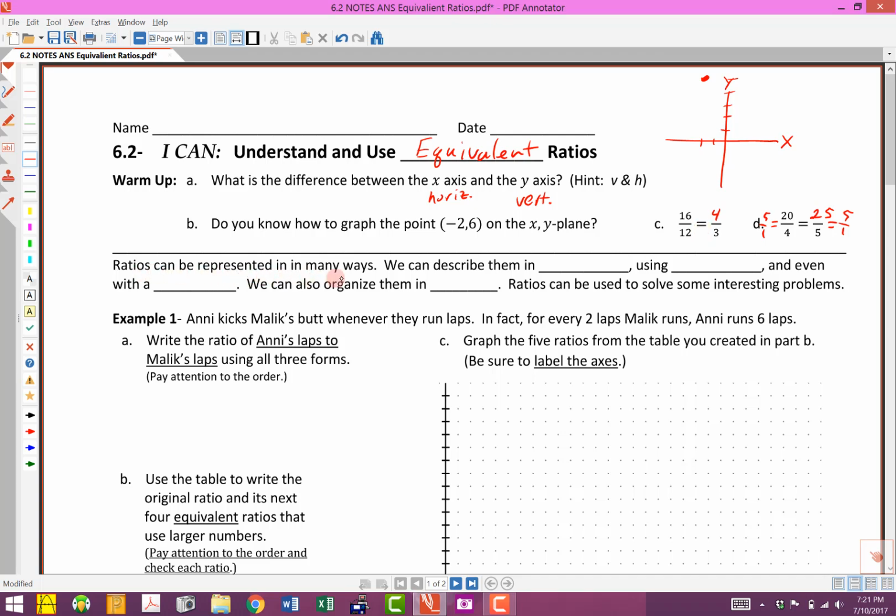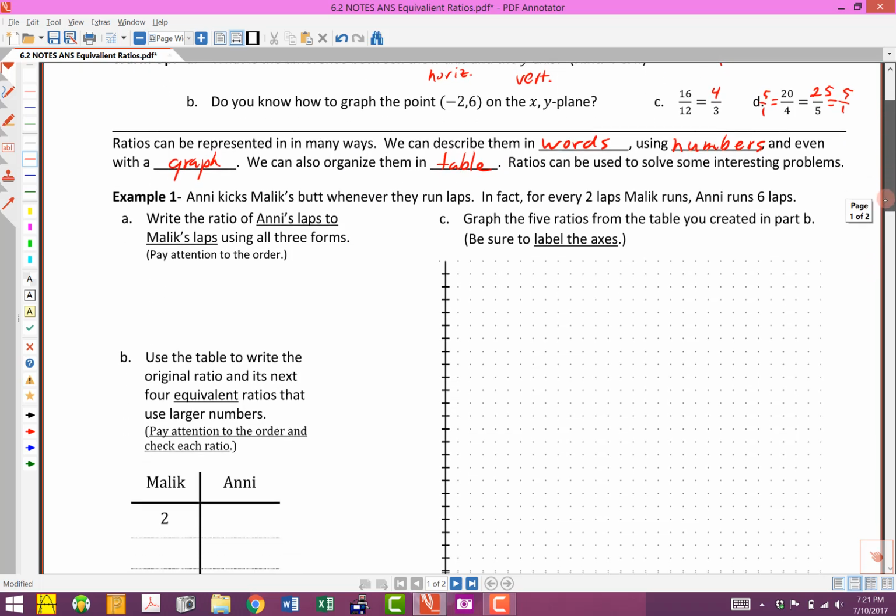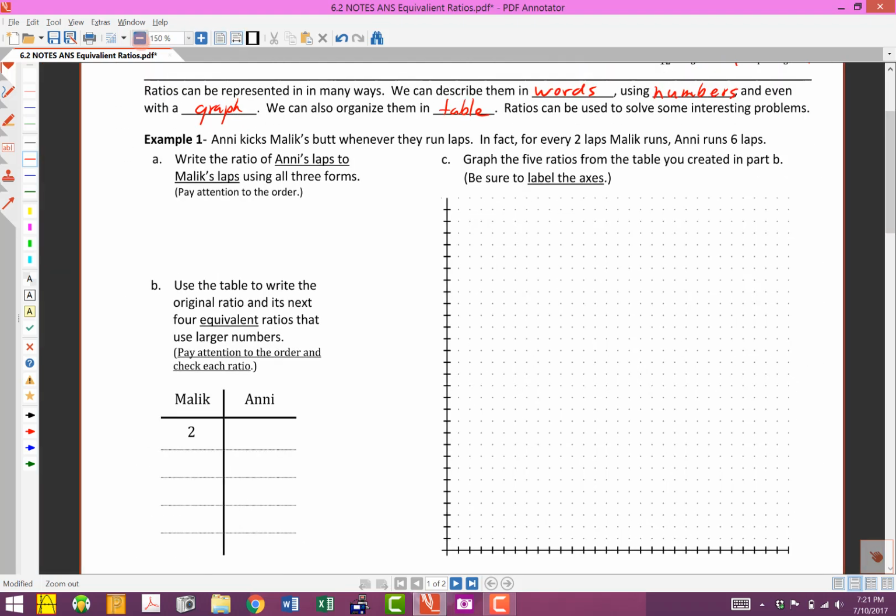Okay, so let's talk about ratios again. Ratios can be represented in many ways. We can use words to describe them. We can write them using numbers. We can even do them with a graph. And we can organize the numbers in tables. So there are a couple different ways that we can talk about them and describe them. We can use words, we can use numbers, and we can describe them with a graph. And we can organize the ratios in a table. And ratios can be used to solve some pretty interesting problems. So we're going to take a look at one of those problems right here.